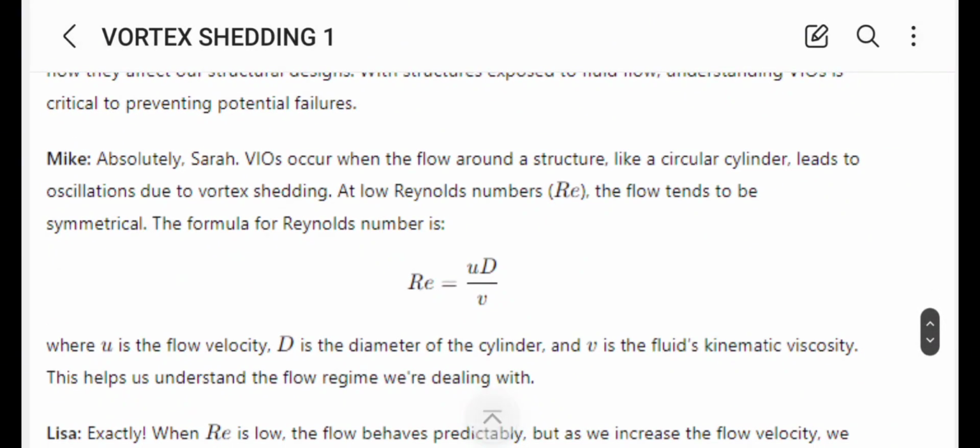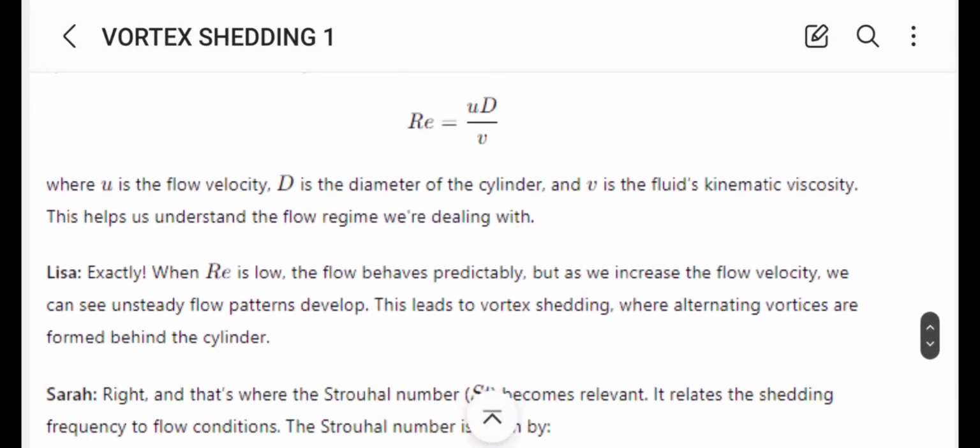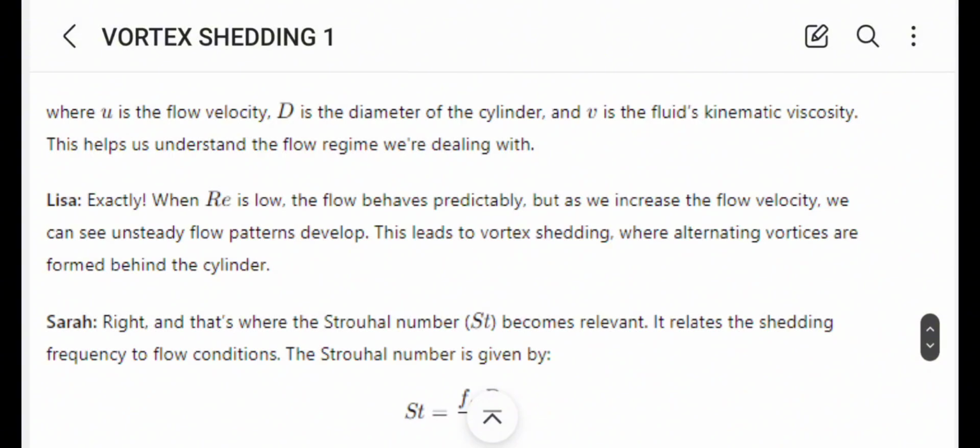VIOs occur when the flow around a structure like a circular cylinder leads to oscillations due to vortex shedding. At low Reynolds number, flow tends to be symmetrical. This we have seen: Re is U D by rho, and if the Reynolds number is low, the flow behaves predictably.